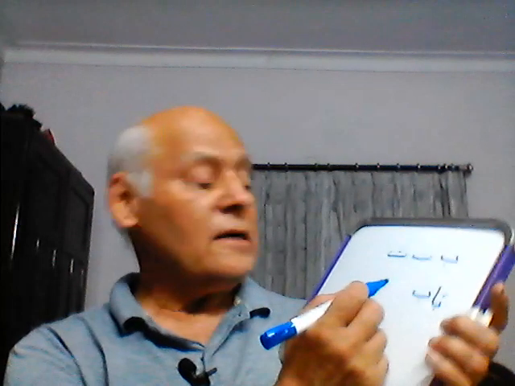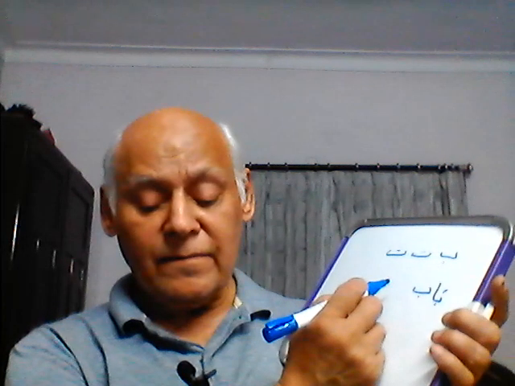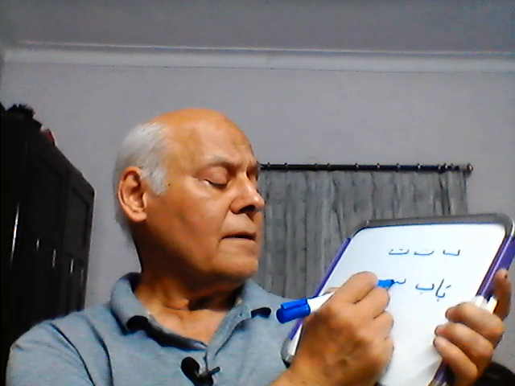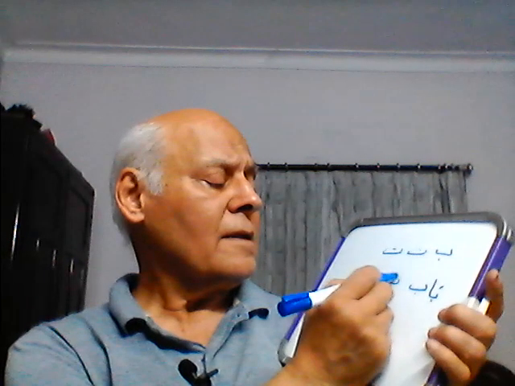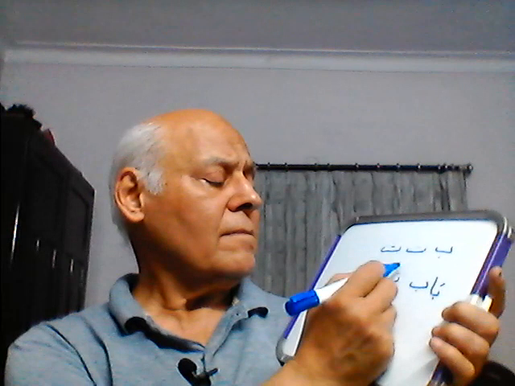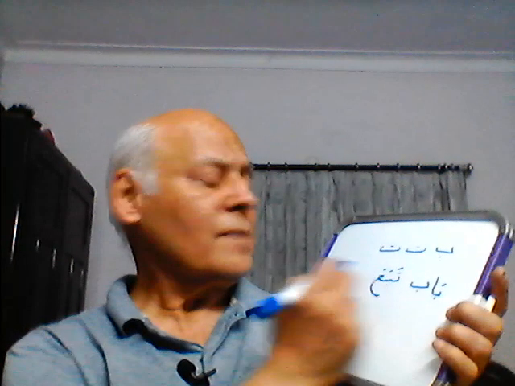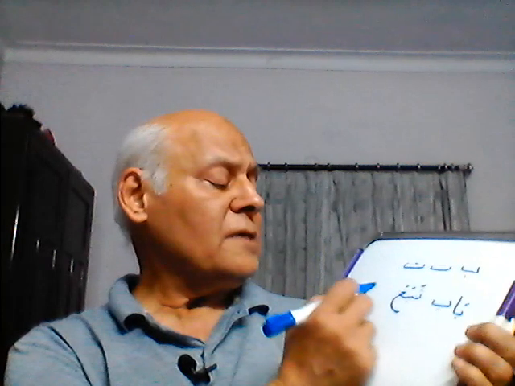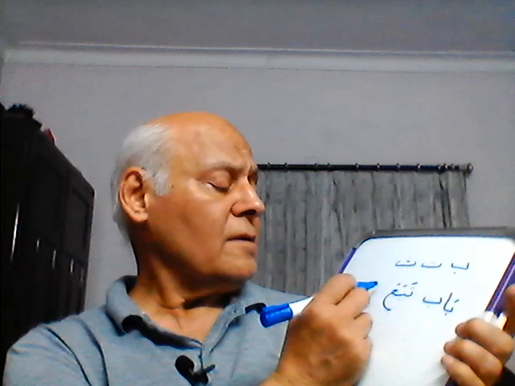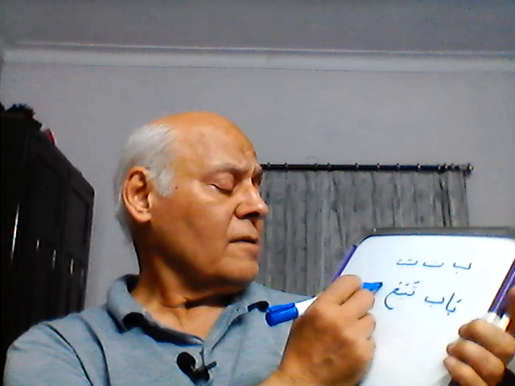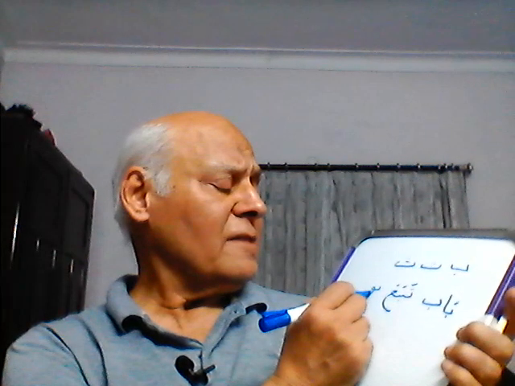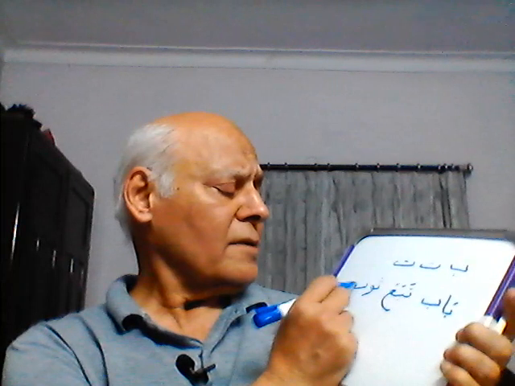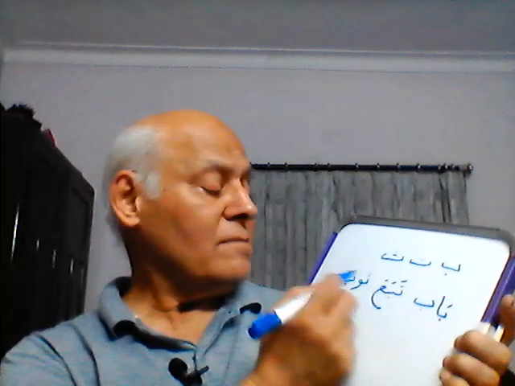If we join ta with ba, it becomes taba'a, to print. And if we join the same sound, a small portion of it, with a vowel and ba, it becomes thawb, which means clothes.